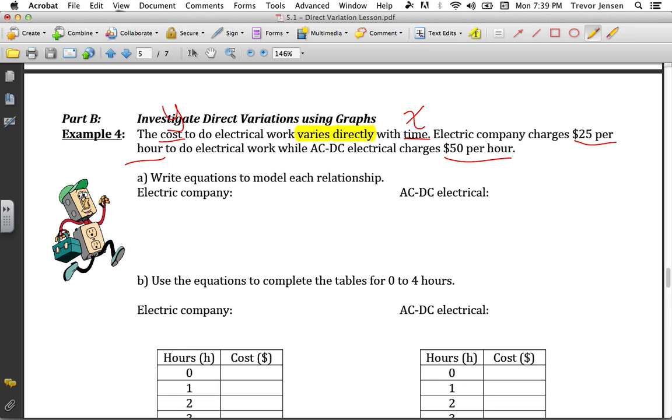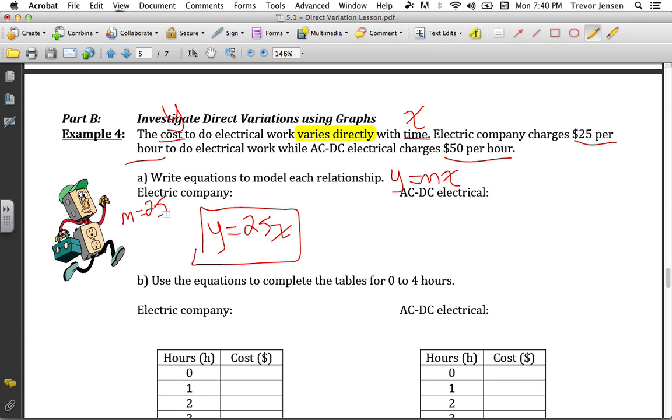So it's given us two different companies, and they each have their own equation. Let's write an equation for each of them. Remember, the equation for a direct variation is y equals mx. M represents that constant of variation, or that rate of change. The question gives us that rate of change, $25 per hour for electric company. So our m value, I'll just write it in the margin here, m equals 25. That means the equation is y equals 25x.